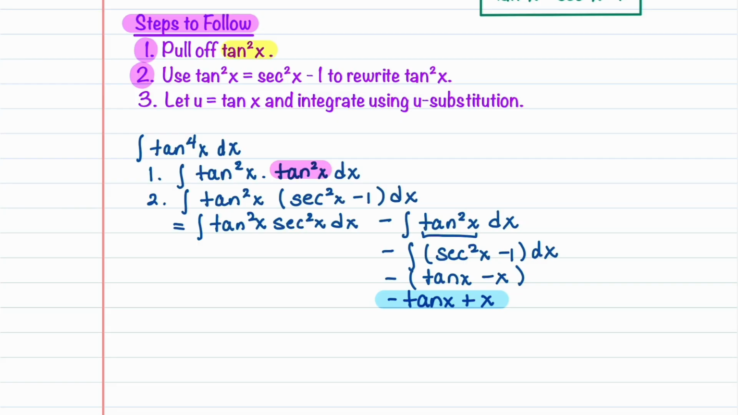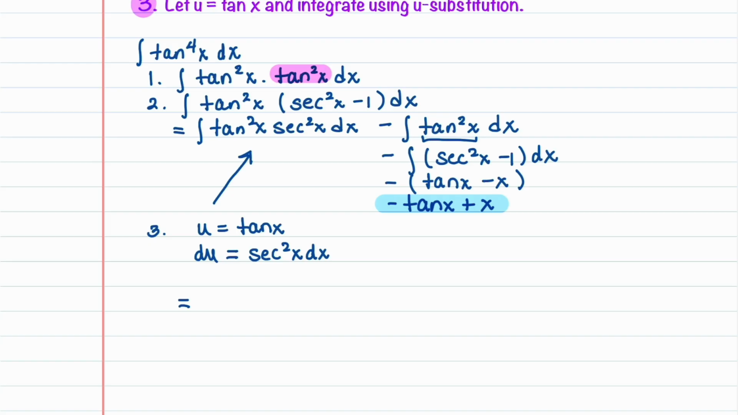Let's now go back up to the top and look at step 3. We are going to let u be equal to tangent x, and then we'll integrate using u-substitution. We'll put a 3 down here. So we're going to let u be equal to tangent x. We are referring to this integral right there. And then du is equal to secant squared x dx. We'll draw an arrow here so you can see where we are.